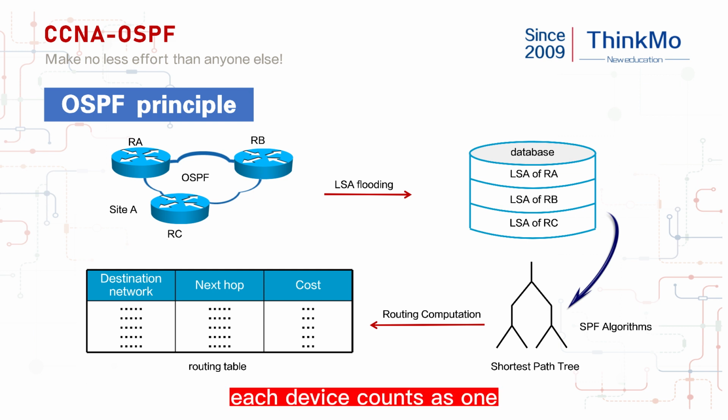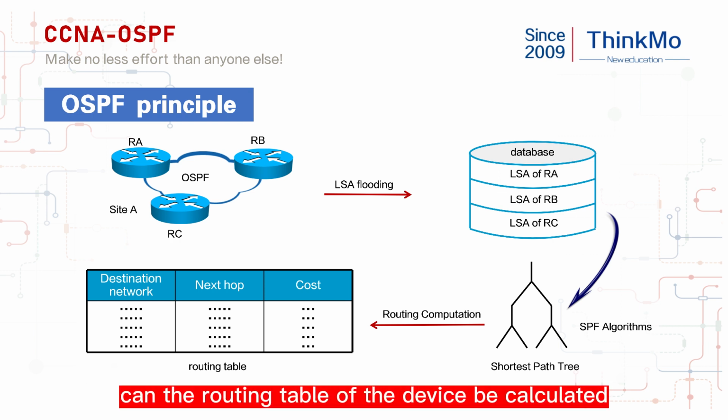Each device counts as one. For example, this is RA. This node is A. Then it goes to RB or RC. Then it counts the number. Then go to route calculation. Only then can the routing table of the device be calculated. Relatively speaking, the principle is very complicated.